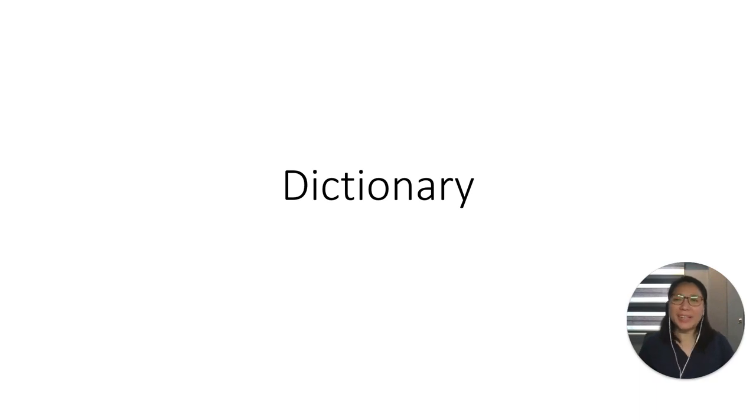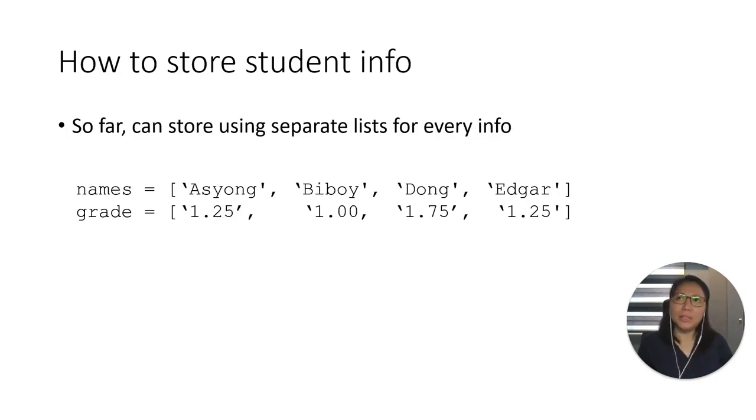Hi everyone! Now I'm going to talk about dictionary. Let's say we are working on student information. Let's say we have the names and the grades of students, and we want to do something about this data. What is the best way to handle this, or what type of object is best to handle this type of information?